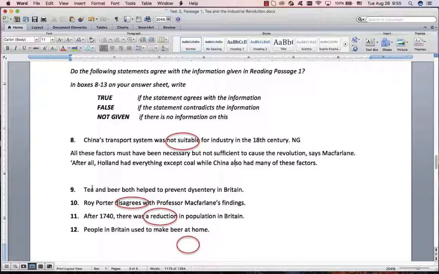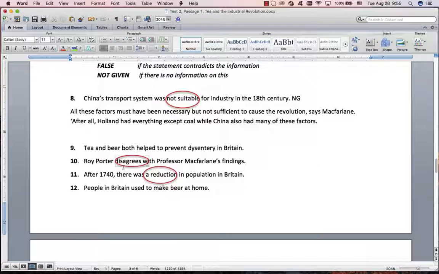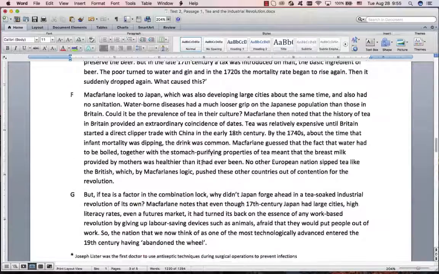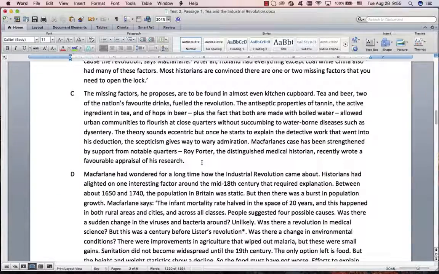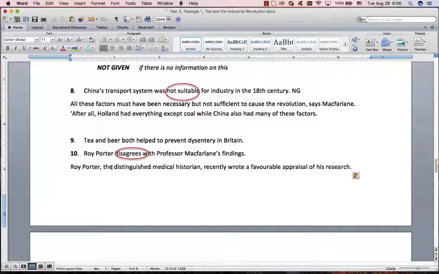Great. Tea and beer helped to prevent... so let's skip it. He disagrees with his findings. Does he agree or does he disagree? It's just agree or disagree. That's all we need to know. It's this sentence over here. I'll copy and paste. You don't need to even look at that.